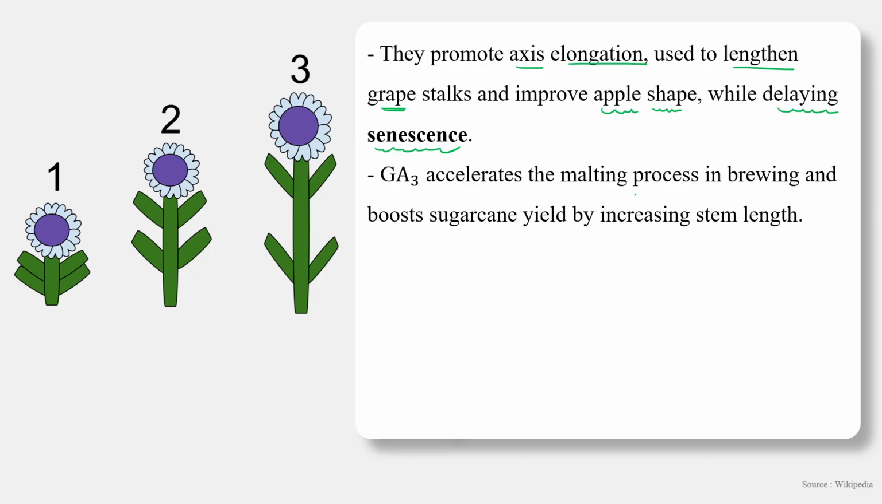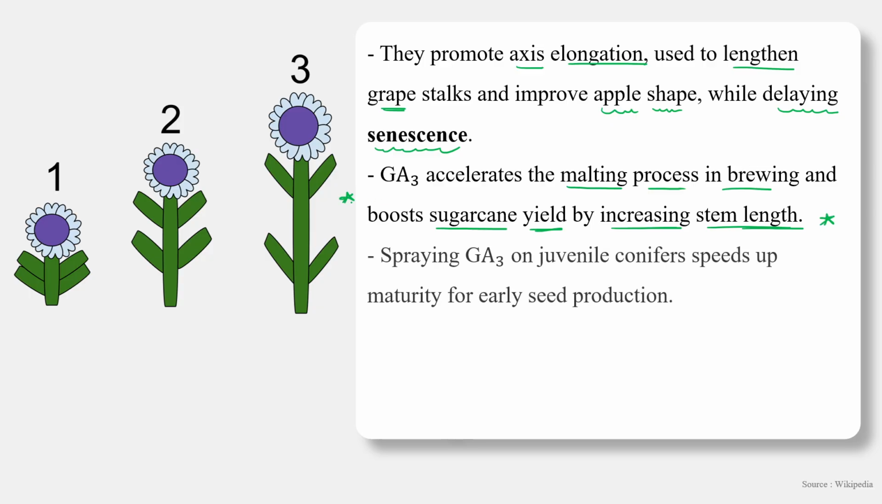GA3 accelerates the malting process in brewing, and boosts sugar cane yield by increasing stem length. These are again important lines. So if we spray this gibberellic acid GA3 on juvenile conifers, it will speed up the maturity for early seed production. Okay, early seed production.